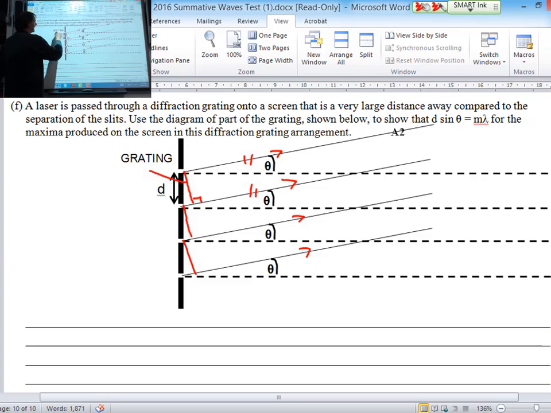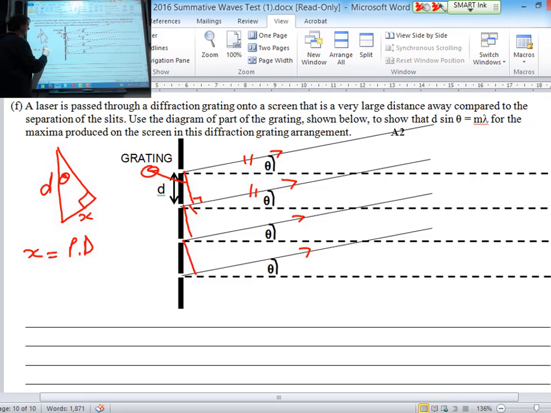Okay. That little angle there is going to be theta compared to that, and we've actually got a triangle there, where that's d and that's theta, and this is the extra distance travelled. That's the path difference between one slit and the one below it. Okay. Now looking at that, the sine of theta is opposite over hypotenuse, x over d. So we can say that x is d sine theta.